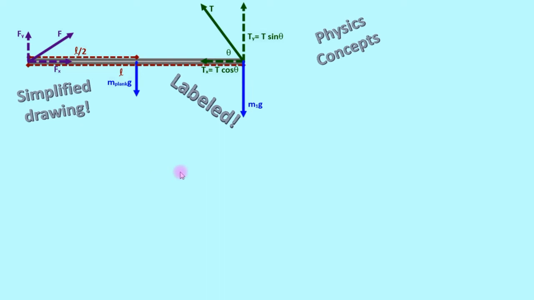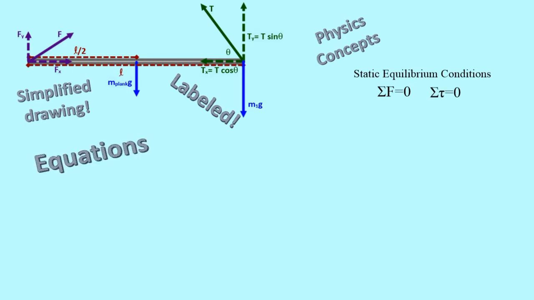Now, next is the physics concepts. The physics concepts at hand are static equilibrium. We would like to make sure that the object is meeting the two conditions required for static equilibrium. The first of which is the net force is equal to 0. The second is that the net torque is equal to 0.